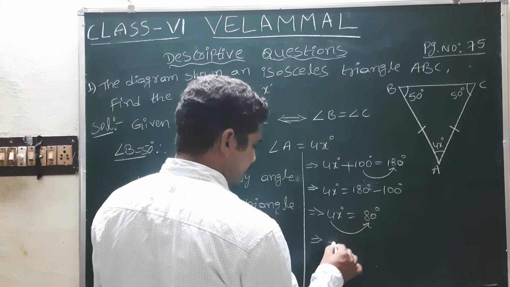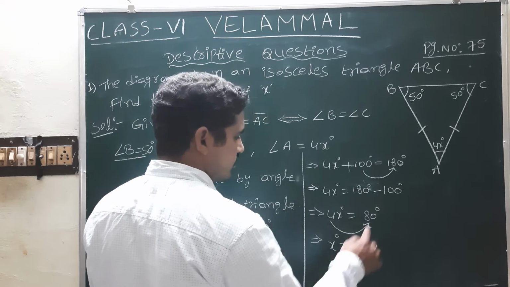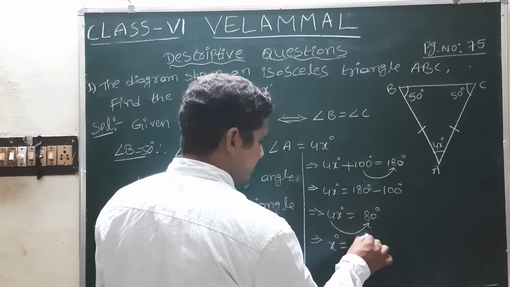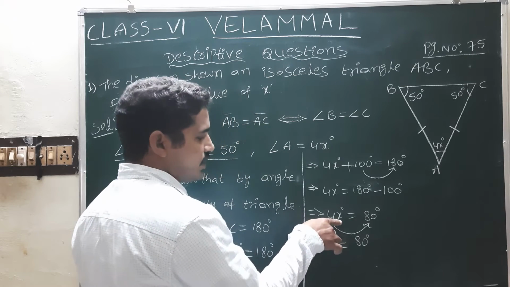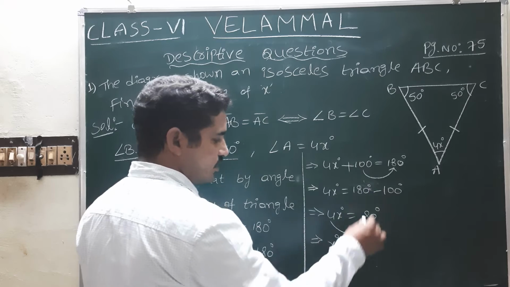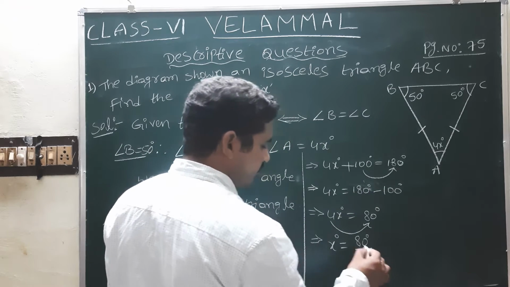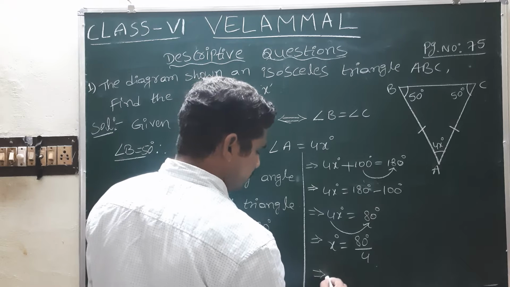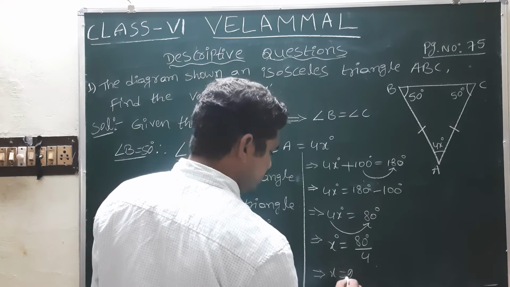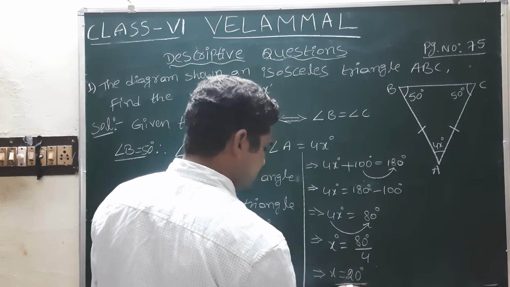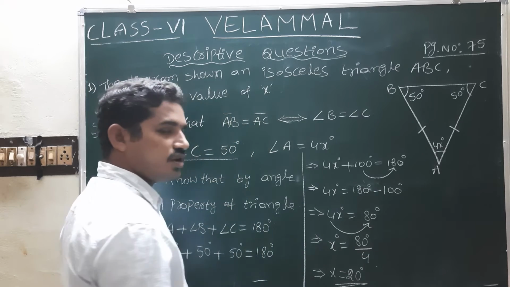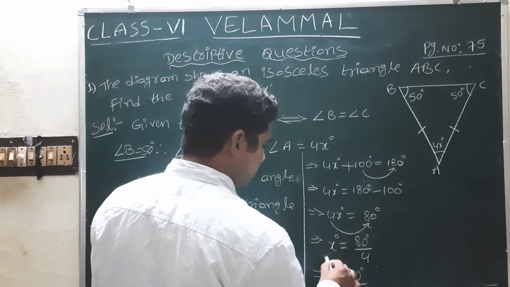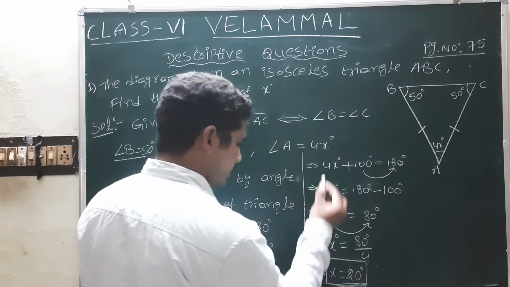Now x degrees is equal to 80 divided by 4. 4 is multiplied with x, so if it comes to the right hand side, it becomes divide by 4. So 80 divided by 4, if we simplify, we get the x value as 20 degrees.